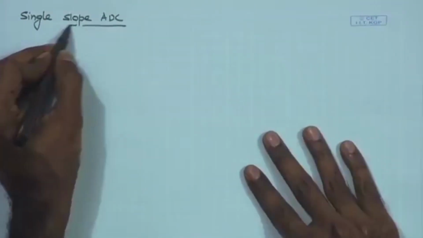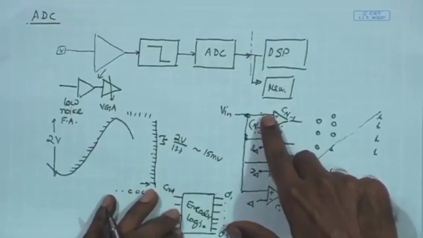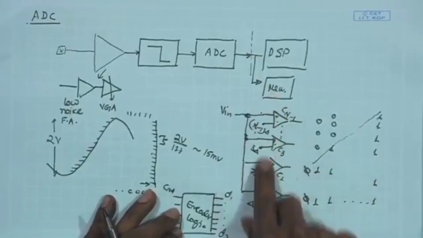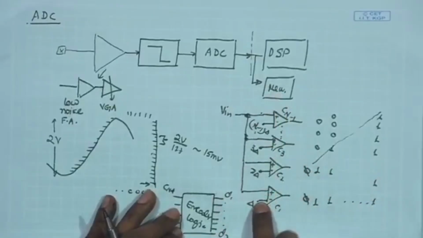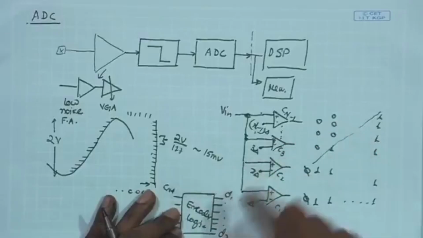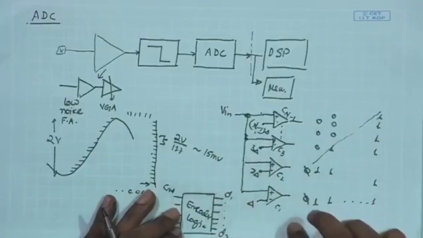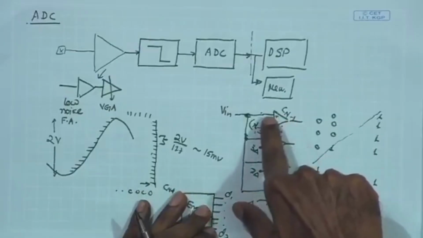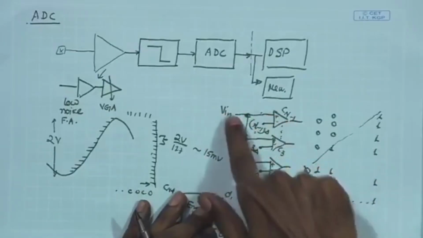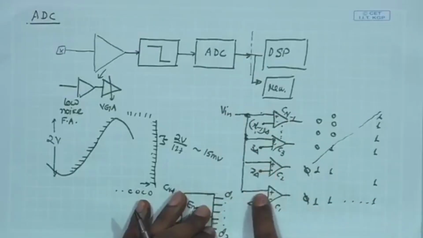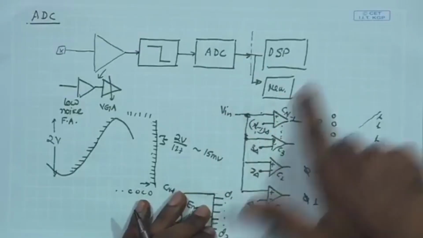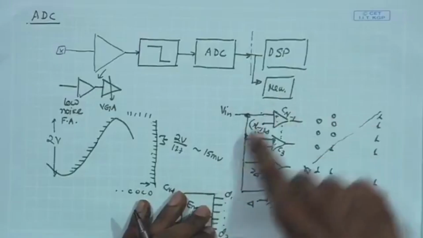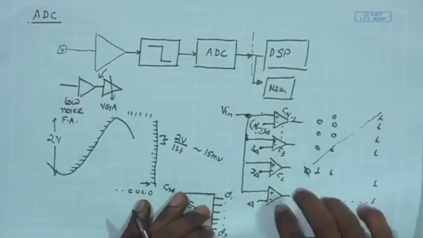So the single slope ADC is just the flip case of a flash ADC, where rather than having n number of comparators and so many different references, we have just one reference which is being swept. In the single slope ADC, we have only one comparator, and rather than comparing the input signal with so many different levels, we compare it with a changing reference, a linearly increasing reference.